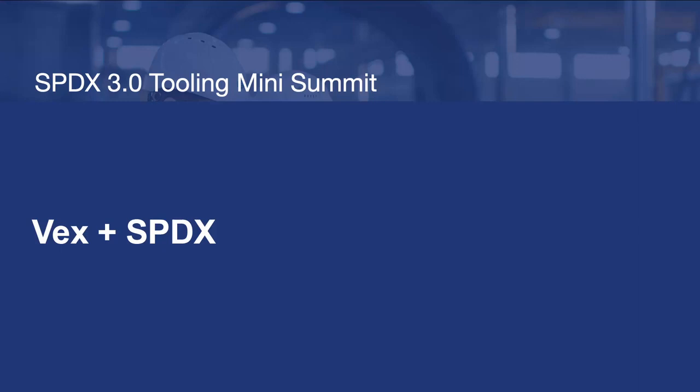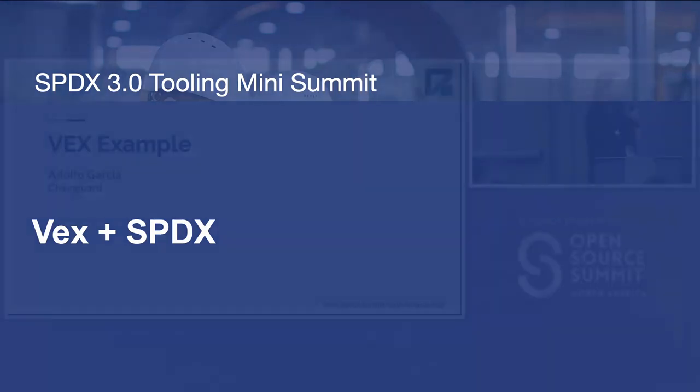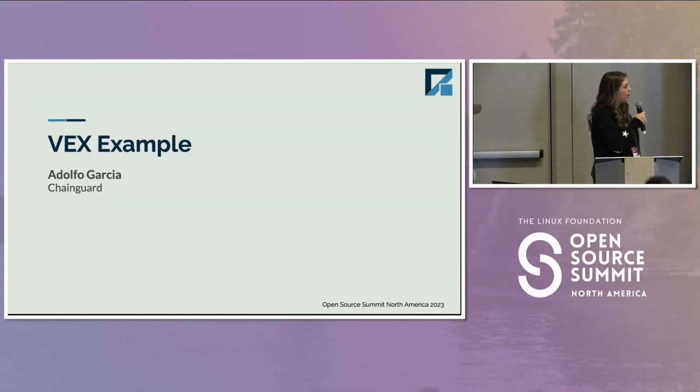Okay, Adolfo is going to go over Vex and how you would show, maybe a vulnerability is affected, and then maybe you do more research and you realize it's not affected. He's going to cover how you would show those changing statuses of relationships.